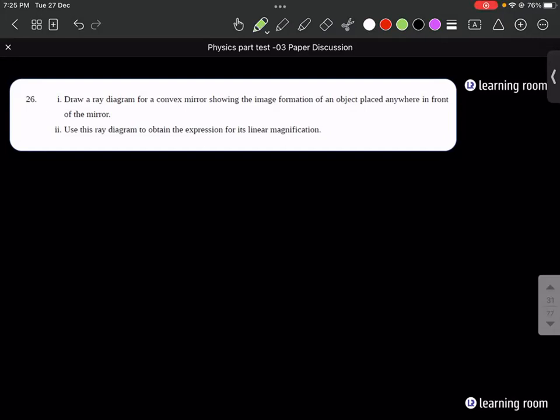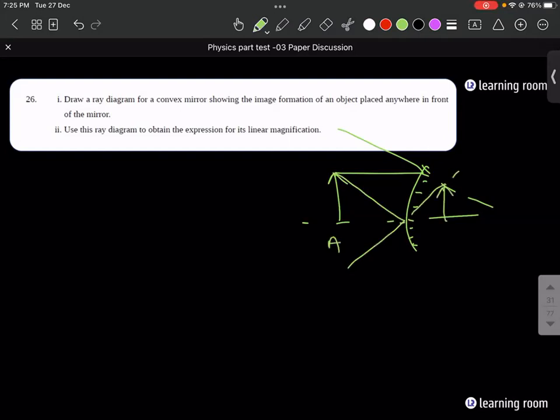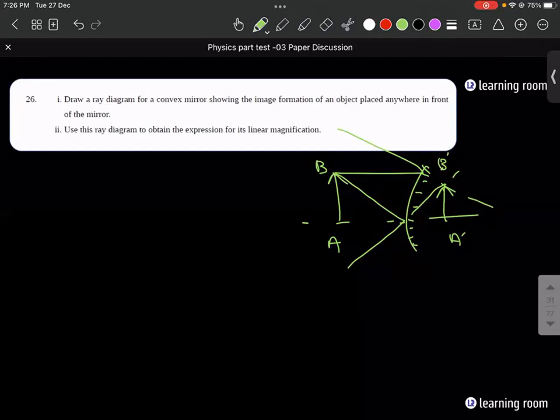For a convex mirror, if you place the object anywhere in front of the mirror, what will happen is, one ray goes like this, the other ray comes like this. So this will be AB and this will be A dash, B dash. You get a virtual and a diminished image. Use this ray diagram to obtain the expression for its linear magnification.